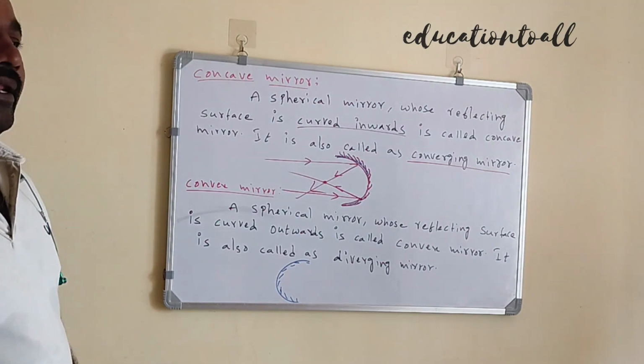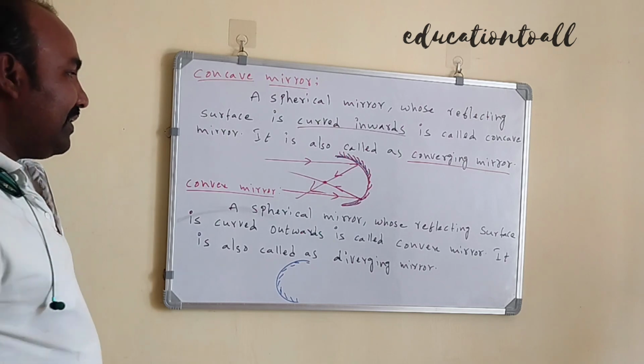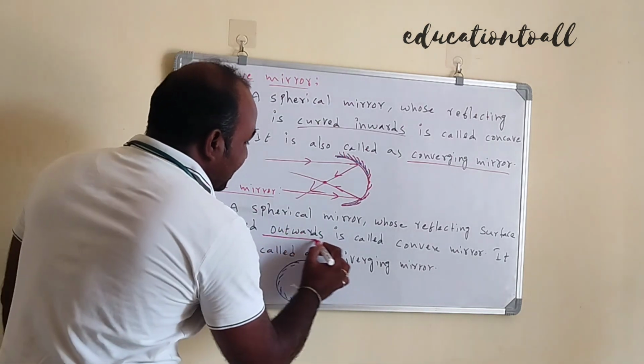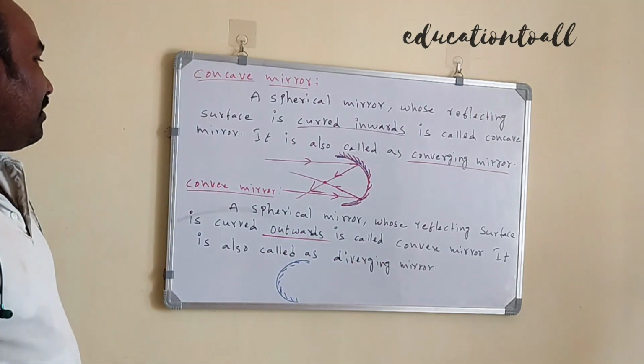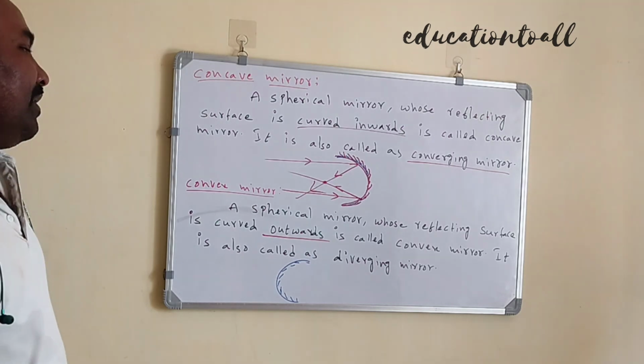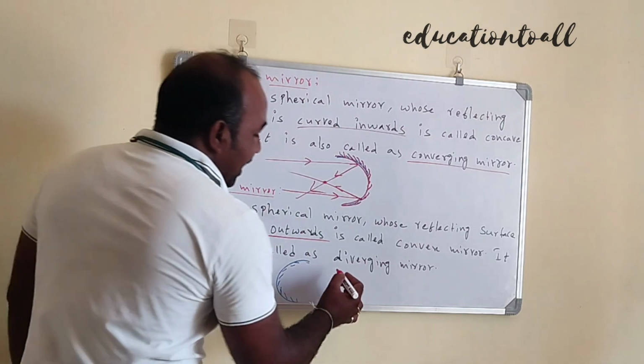Next, convex mirror. Convex mirror means the reflecting surface is outwards. The mirror whose reflecting surface is outwards is called a convex mirror. It is also called a diverging mirror.